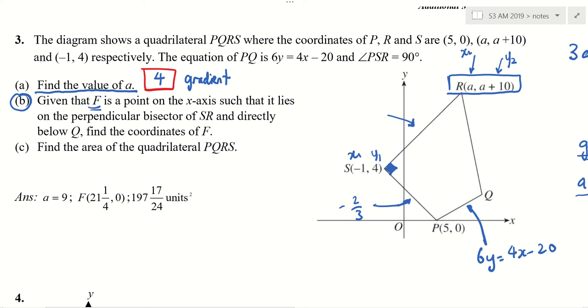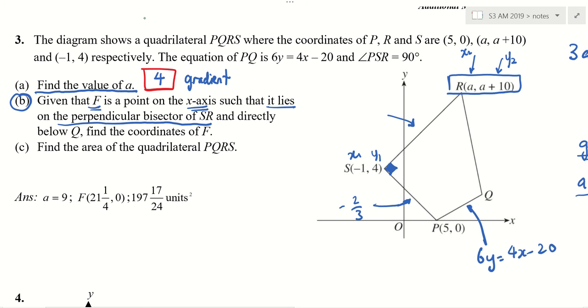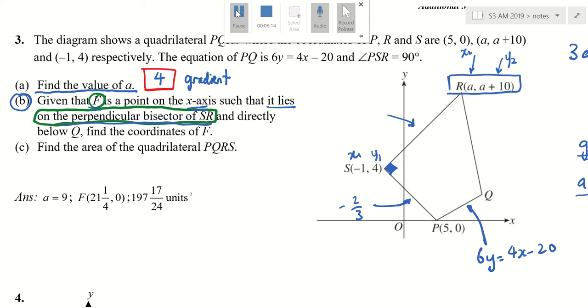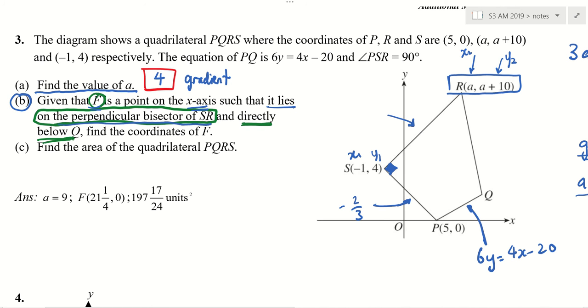F is a point on the x-axis such that it lies on the perpendicular bisector of SR. I'm going to use a green color pen to indicate this. Can you locate point F for me in 1 minute? If you underline directly below Q, it means a line that is perpendicular down. That's 90 degrees. Do you follow?